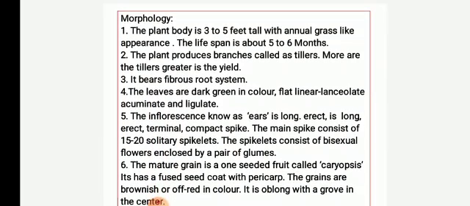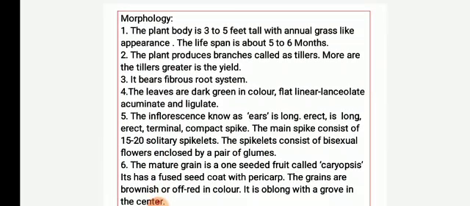In the next slide we will see about morphology of this wheat plant. The plant body is 3 to 5 feet tall with annual grass-like appearance. The lifespan is about 5 to 6 months. The plant produces branches called tillers. When tillers are more, yield is greater. It bears fibrous root system.